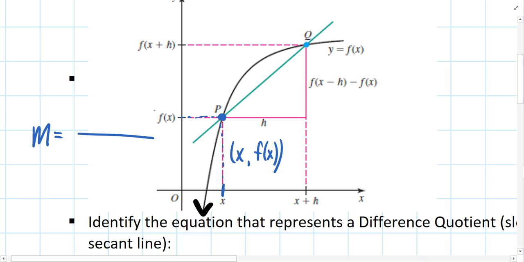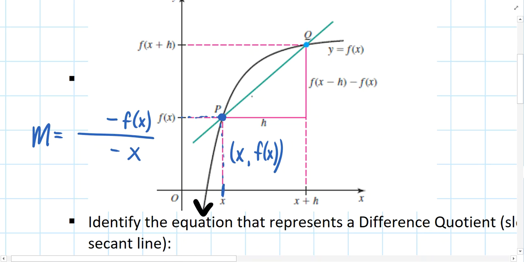Let's consider this our first point. So we've got y2 minus y1. So this f of x is y1. And we have x2 minus x1. And our first x we're just calling x here.